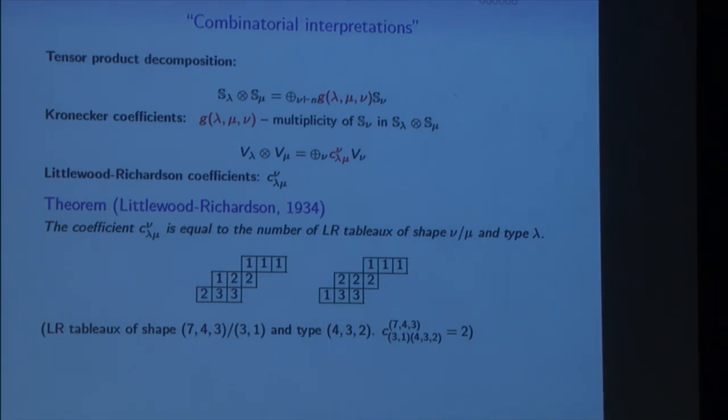Is this (6,4,3)? Sorry, yes. So there are three boxes here. So the outer partition is (6,4,3), and then (3,1). This is just an example of what kind of answers and questions we can handle. And the (4,3,2) there corresponds to the number of 1s, 2s, and 3s. Exactly.